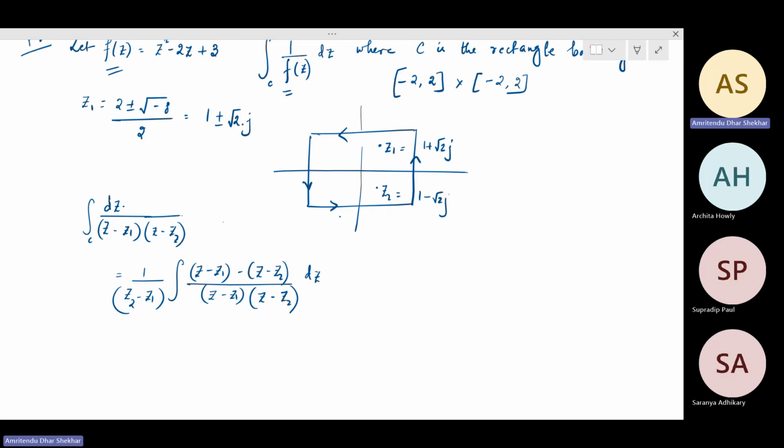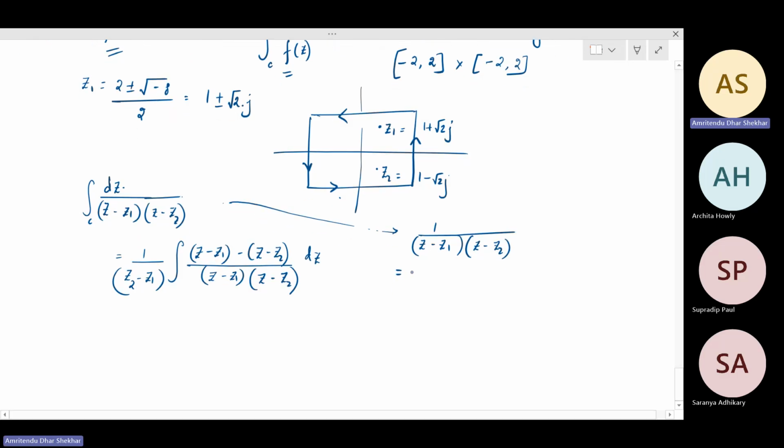If you consider this function, 1 by z minus z1 times z minus z2, then this is equal to 1 by z2 minus z1 times 1 by z minus z2 minus 1 by z minus z1.